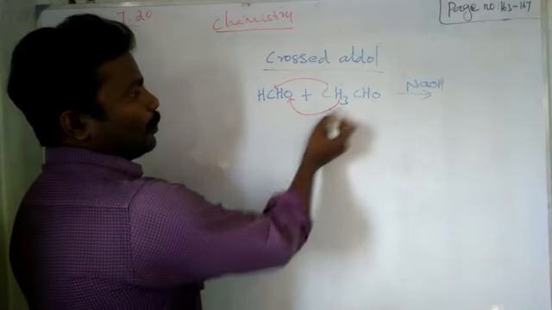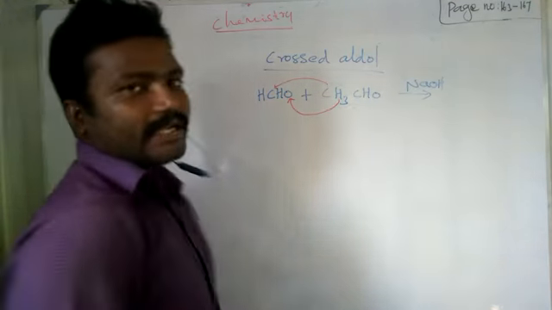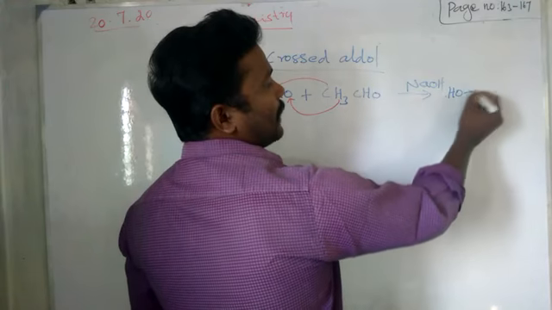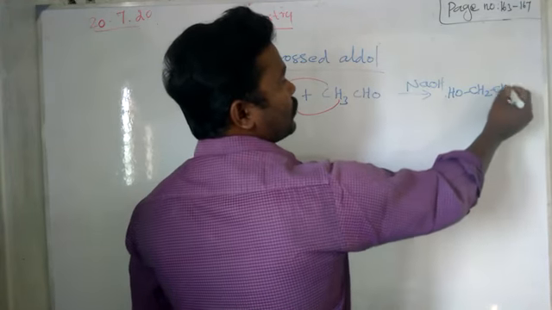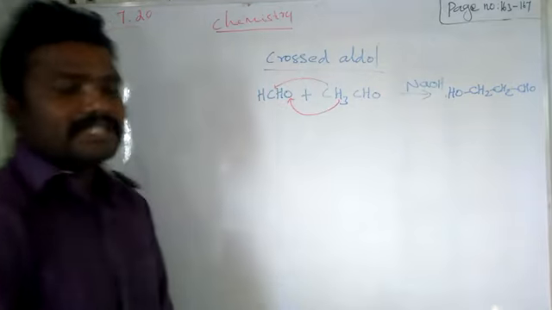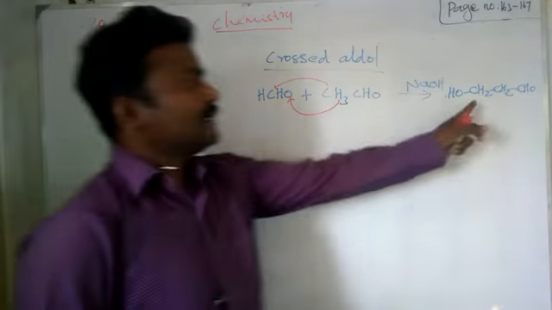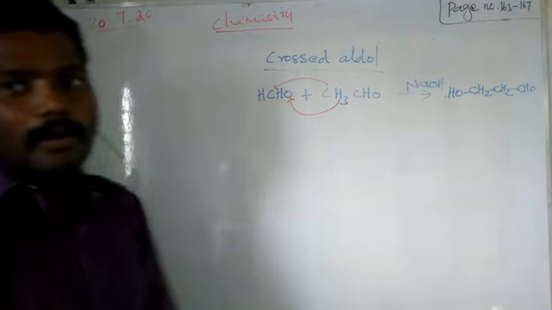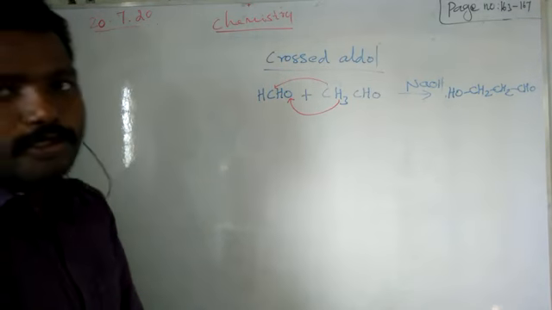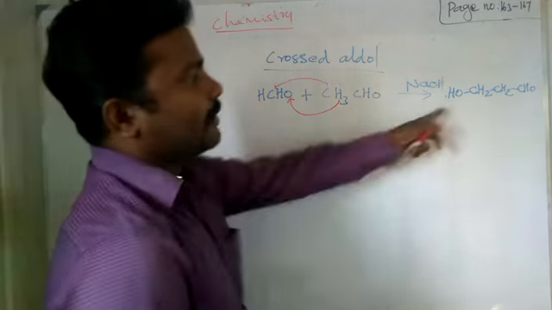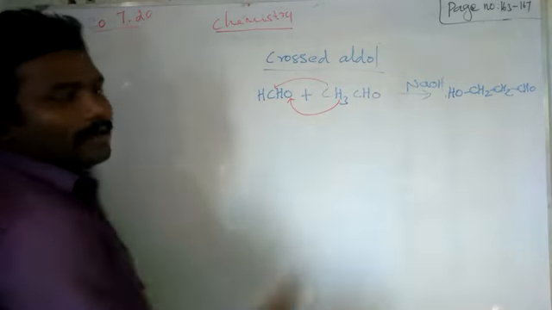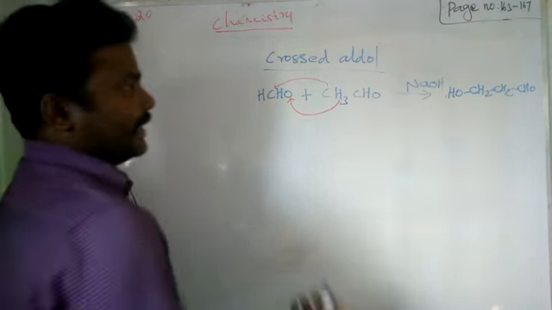CH2OH, then CH2CHO. So you can write OH CH2 CH2 CHO. What's the name of this compound? There are 3 carbons. So with the aldehyde group, propanal, the third carbon having an OH group. So 3-hydroxypropanal.